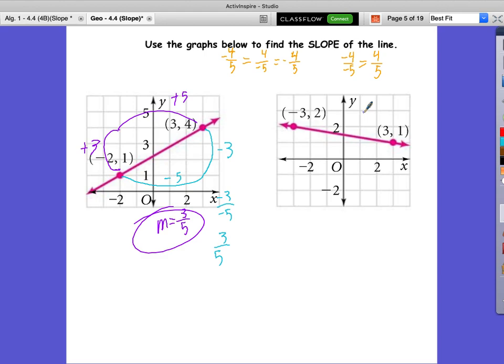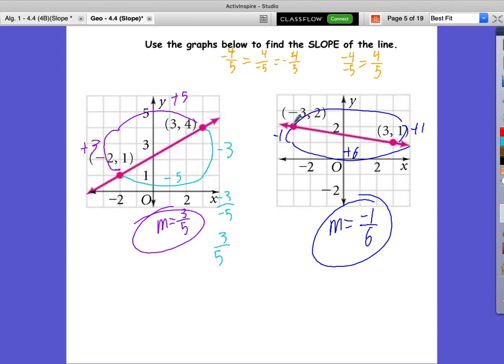Okay. So what did we get? Negative 1 over 6. Does it matter whether we have a negative 1 or a negative 6? No, as long as one of them is negative, we're fine. The whole fraction is negative, okay? So it doesn't matter which point you start at. Say we go negative 1, then you go positive 6. Or you go positive 1 and negative 6. It doesn't matter.